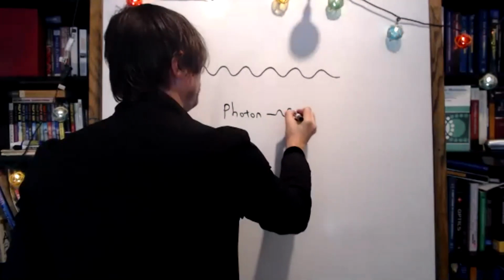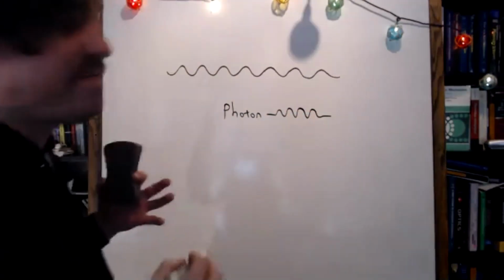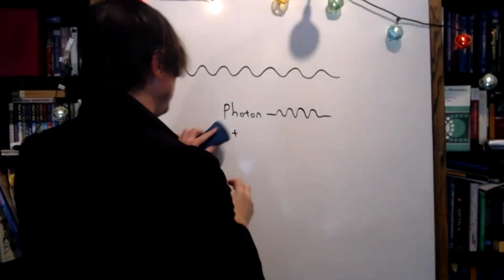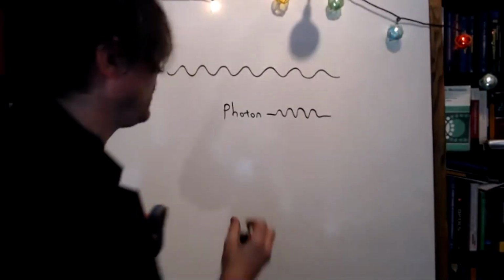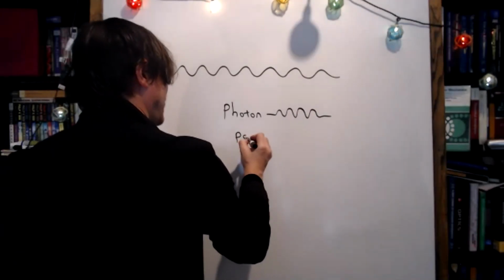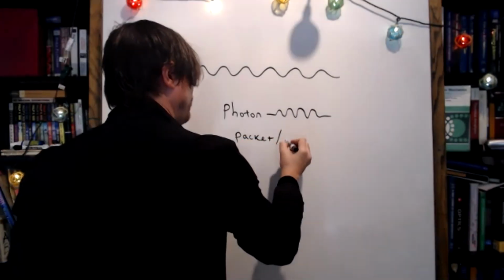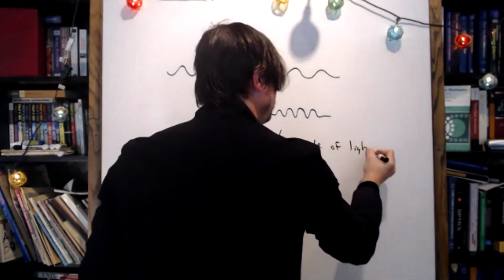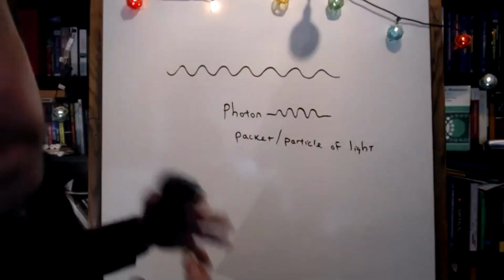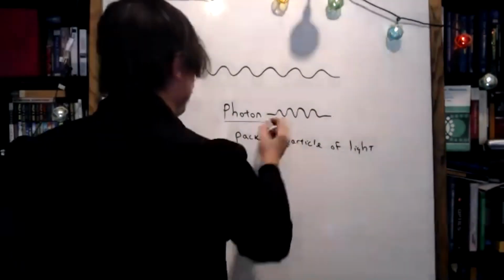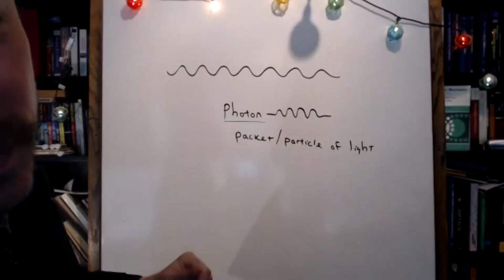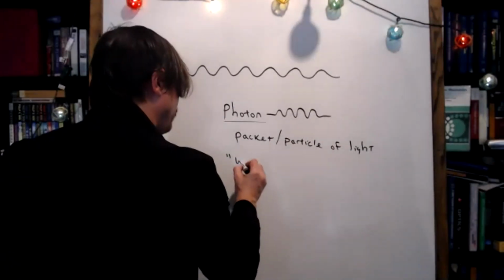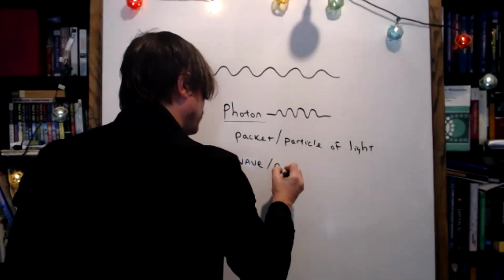So a photon, which you might think of as a localized wave packet, is kind of like, I don't want to use the word tiny because not all photons are tiny. I want to say it's a packet, or we might even say a particle of light. A photon is a little piece of light, okay? We say that light is made up of individual photons. And photons exhibit something in physics known as wave-particle duality.